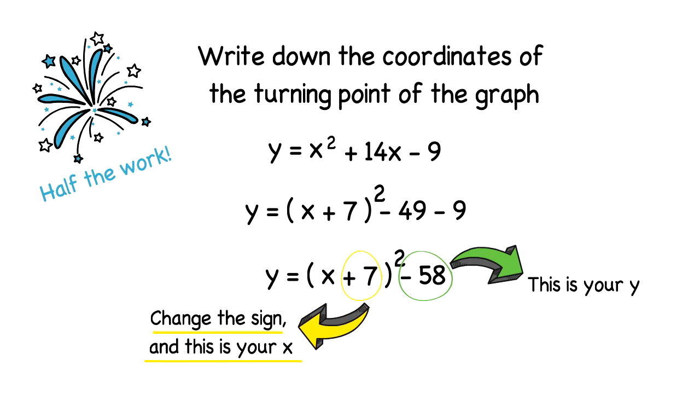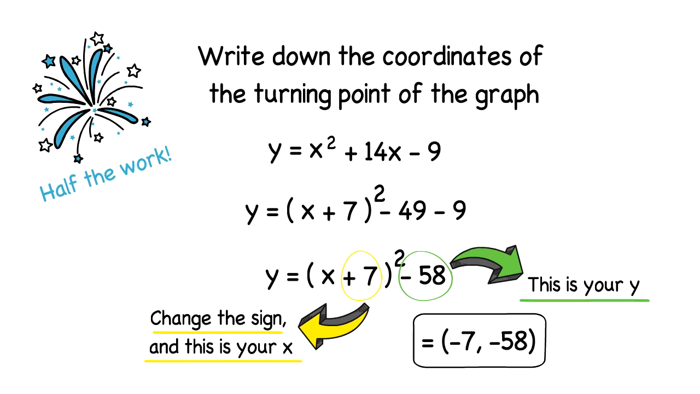These two numbers give us the coordinates of the turning point of our graph, so you can see that it's exactly the same as before, but half the work, so it's a lot easier.